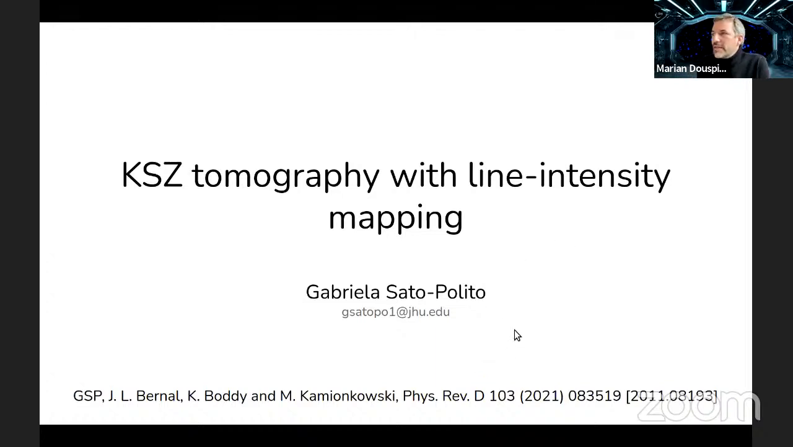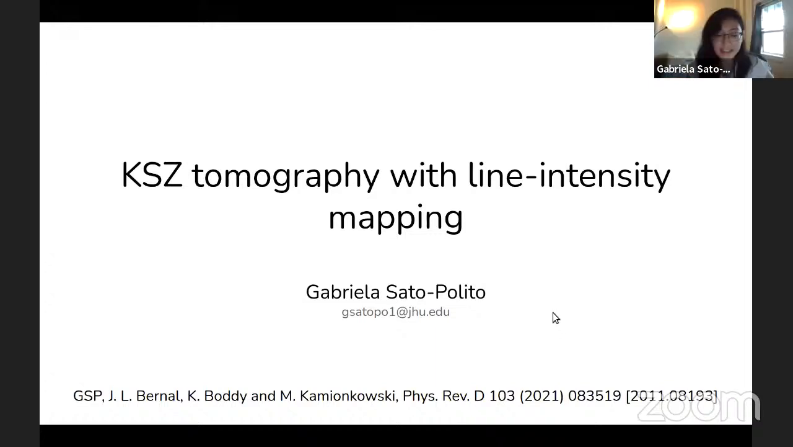Okay, let's start the second session this afternoon with Gabriela Satopolito on kSZ tomography with line intensity mapping. So please, you can start. Okay, thank you to the organizers for inviting me. I'm Gabby, I'm a PhD student at Johns Hopkins, and I'm going to talk about kSZ tomography with line intensity mapping and the results of this paper that we put out earlier this year.